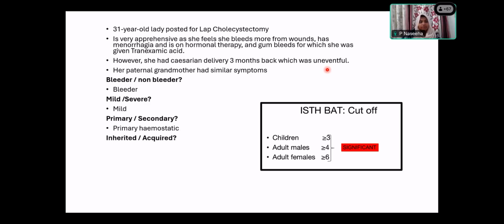Inherited, slightly. It can be both. Okay, so justify either side. Somebody said, okay, the majority said inherited. So why do you say inherited? Paternal grandmother has similar. Right. So there is one family history there which says the grandmother has similar symptoms. So that gives you a clue that probably it is inherited. Anything to say it is acquired?